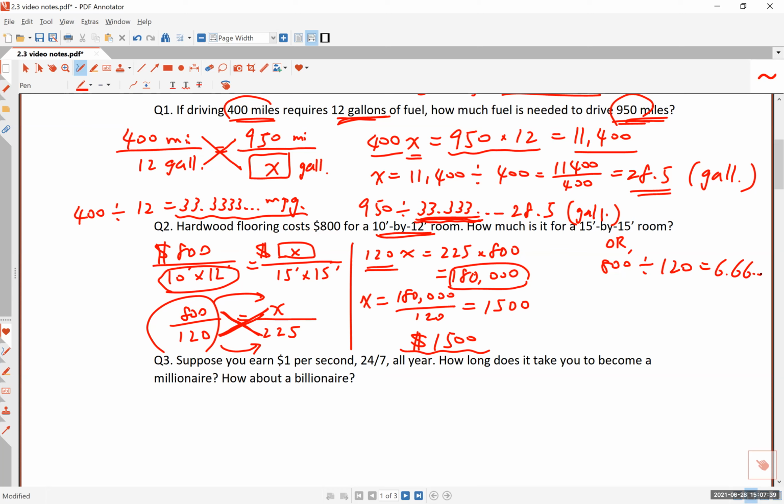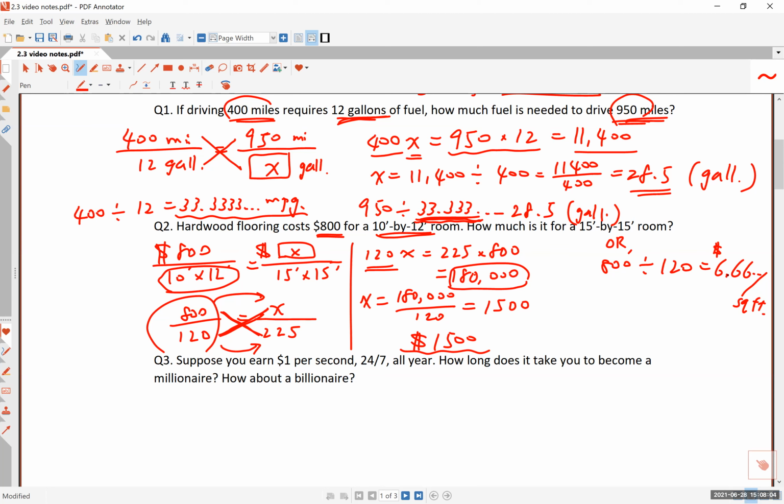You can round this off to 6.6667 maybe. But what is that number? If you're dividing in dollars, this is $800 divided by 12. So this is the number of dollars per square feet. Each square foot costs approximately 6 2/3 of a dollar, 6.67.